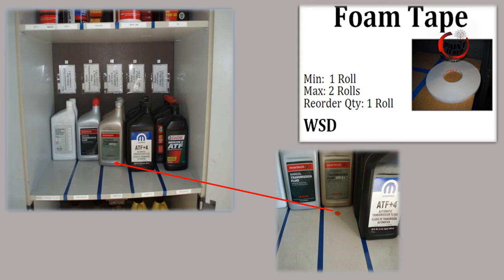The red dot acts as a reorder signal. Once the bottle is emptied and discarded, the red dot is visible. This is the signal to remove the Kanban card in the bag and submit it for replenishment.